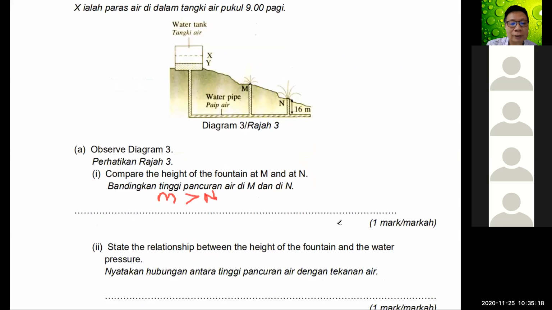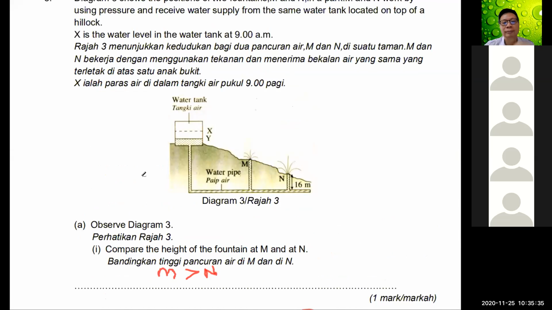All right, next. State the relation between the height of the fountain and the water pressure. Relation between the height of the fountain and the water pressure. How do you think? Someone give the answer. Come, let's check the answer. Chan Yijin said, the greater the height of the fountain, the greater the water pressure. Agree or not?